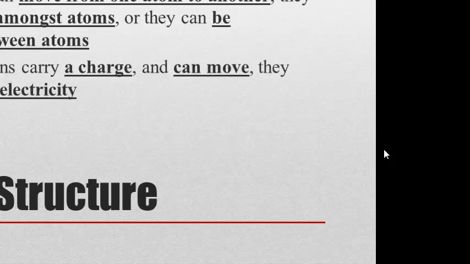Now we are going to look at atomic structure. You know that an atom is the smallest particle of an element that can exist by itself. And the nucleus of an atom contains all of its mass. Electrons orbit around the nucleus in energy shells or orbitals. The electrons can move from one atom to another. They can be shared amongst atoms, or they can be exchanged between atoms. Because electrons carry a charge and can move, they are the basis of electricity.